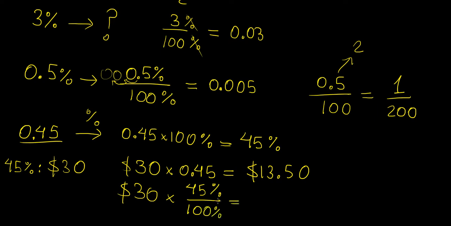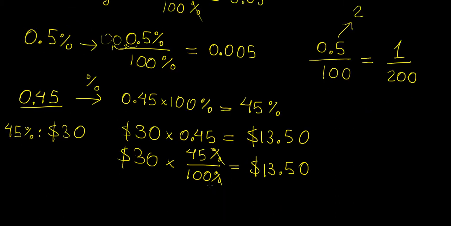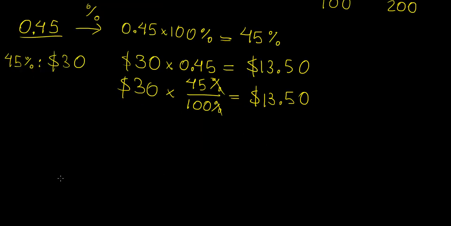Because remember, the idea is that the percentage sign cancels out from that operation. So we only want to be left with the dollar sign. So then in that case, you would still get the same quantity again. Okay, so now let's do some more examples involving this.